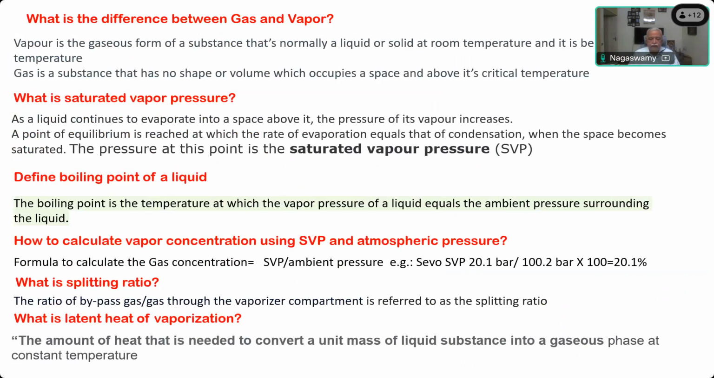And this latent heat is a very important quality of a volatile anesthetic agent, which determines how much it will become a vapor from the liquid state. Okay. So if the latent heat of vaporization is very high, will the vapor formation be high or low?